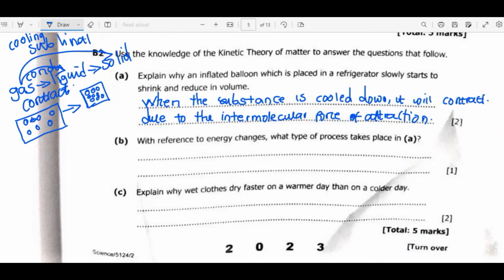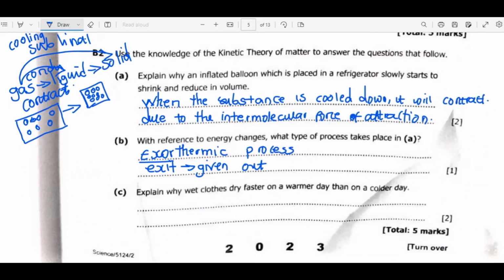So we are going to have an exothermic process. So remember, all the processes that involve cooling down are exothermic reactions. So exo is like exit. This is all about heat being given out. So if you put water in a fridge, that is an exothermic process because the heat is given out.